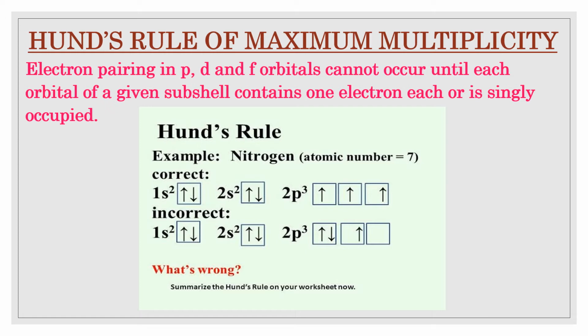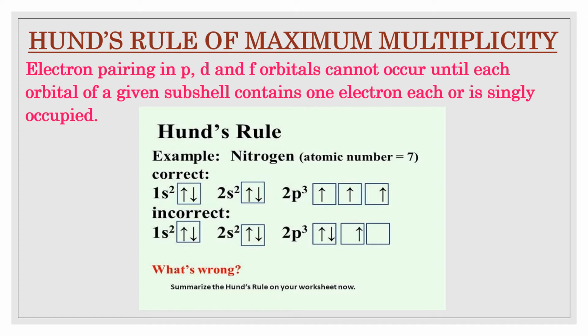So in accordance with Hund's rule, we know that the above configuration is the correct one, in which the three unpaired electrons occupy the 2px, 2py and 2pz orbitals, and they have parallel spins, either all anticlockwise or all clockwise, so it is correct. And the one below is incorrect.